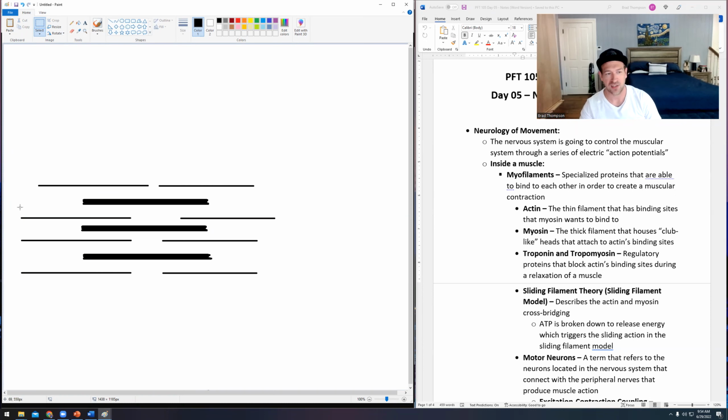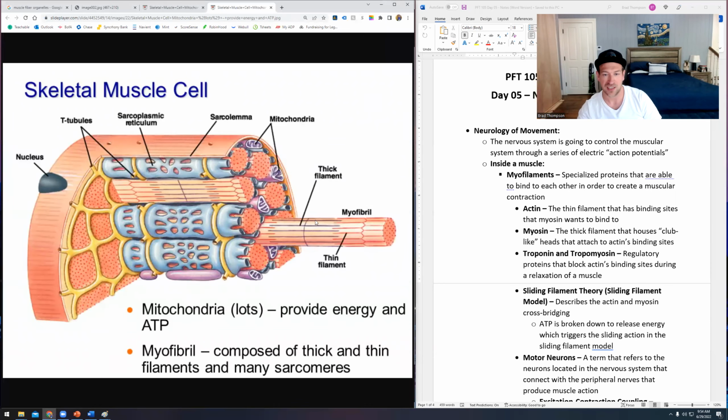If these proteins crawl towards each other, they crawl towards the center there, that's going to cause the entire muscle cell to go from being this long to being this long. And that is how your muscle cells actually contract. They do it because they have these overlapping little proteins here. So that's what we're seeing in this picture. We're seeing a little overlap there.